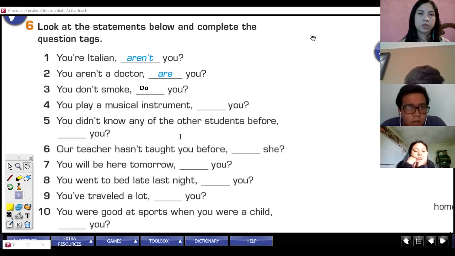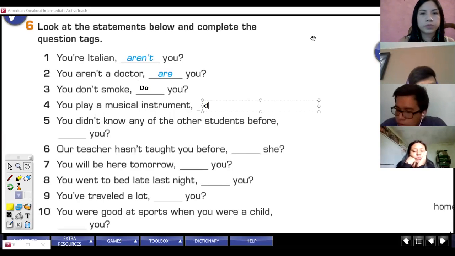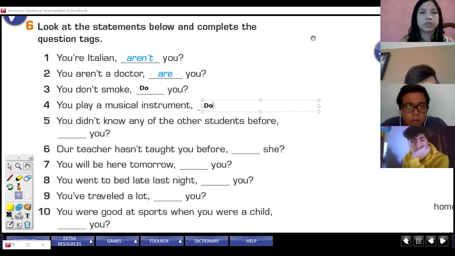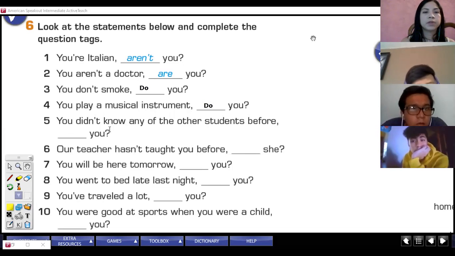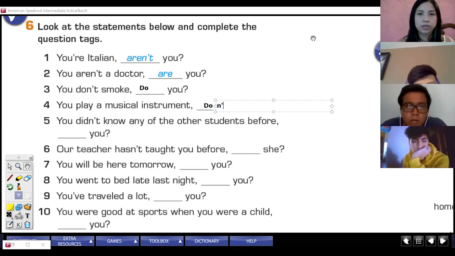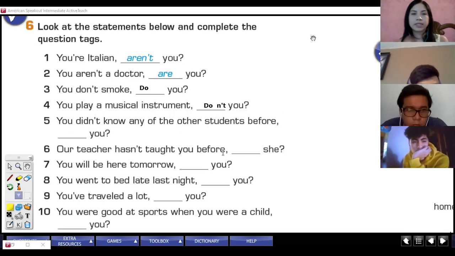Do number 4. You play a musical instrument. This is affirmative. Present or past? Es present with any other verb. ¿Ven el verbo to be aquí? No. Entonces vamos a utilizar do. Do you? Good. Number 5. No es don't, miss. Don't you? Ah, yeah, sorry. Don't you? Because it's affirmative, you need negative.